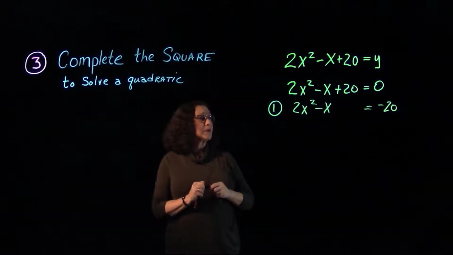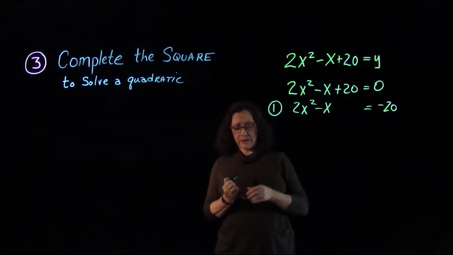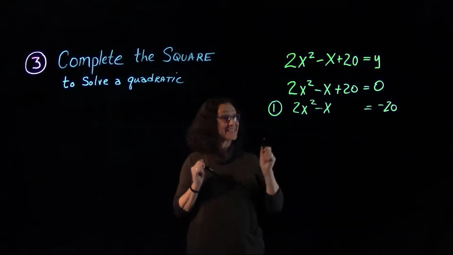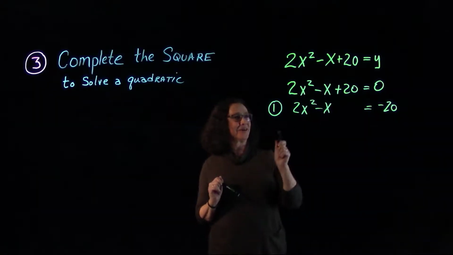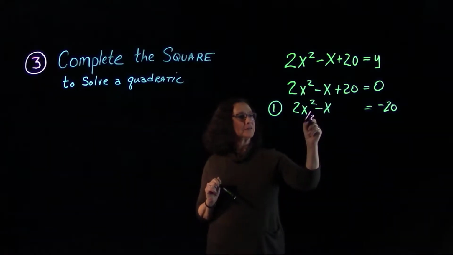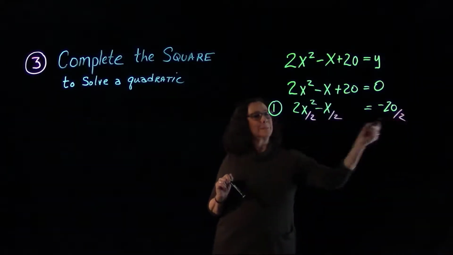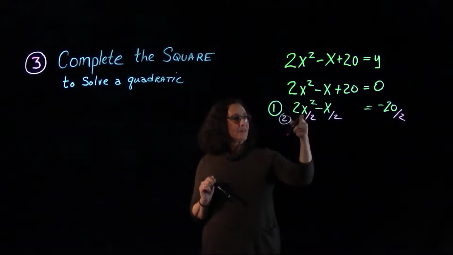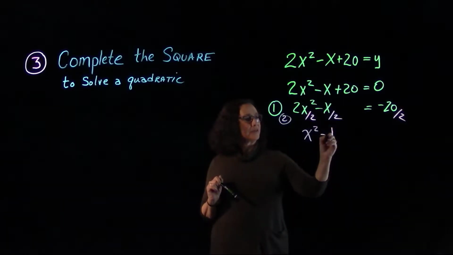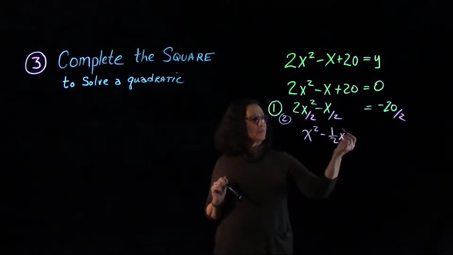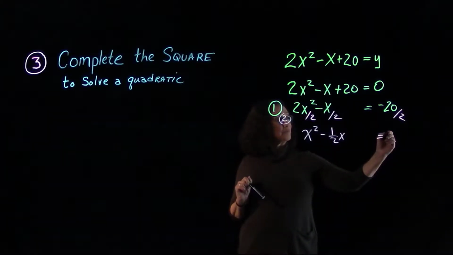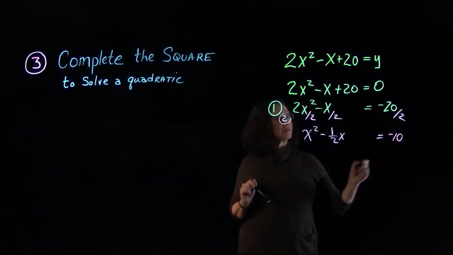The second step is not to complete the trinomial yet. We need to get rid of the coefficient. So we're going to divide everything by 2. This gives us an x squared as our leading term. It gives us a negative 1/2 x as our middle term. We're going to leave room to complete that trinomial. And then on the right-hand side, it gives us a negative 10.